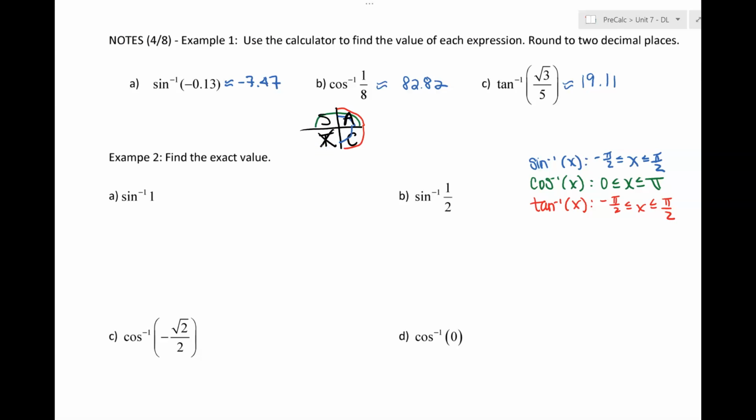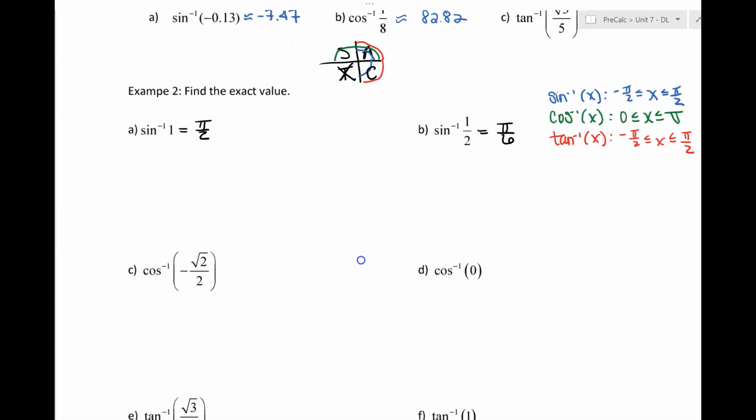So the inverse sine of 1. Well, I know that sine is 1 at pi over 2. So this is going to equal pi over 2 as its exact value. For b, 1/2. Well, gosh, I've got 2 options. I could be at pi over 6. I could be at 5 pi over 6. But because of the restrictions, I know that this is only going to refer to pi over 6. That's where I would see it on my graph.